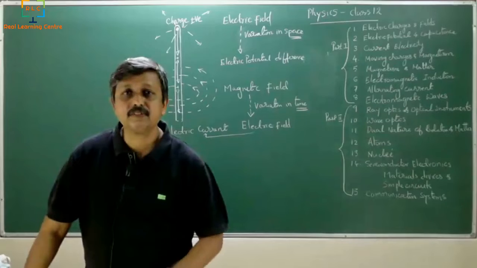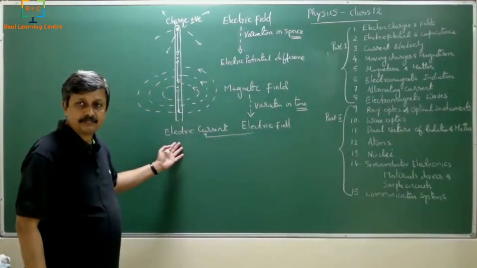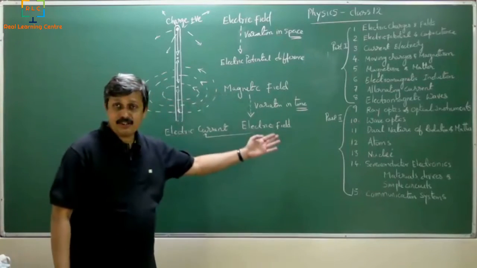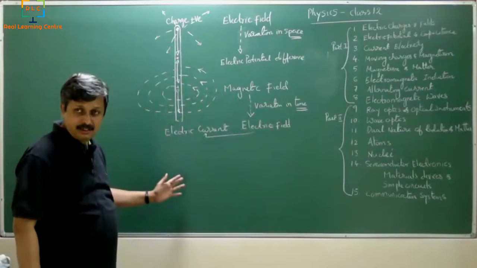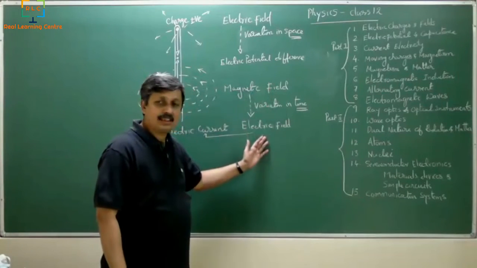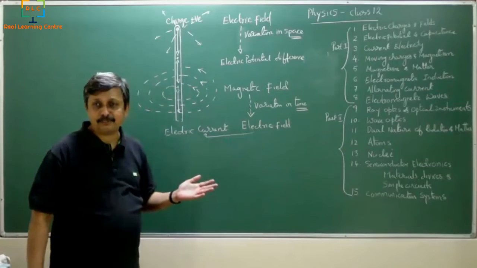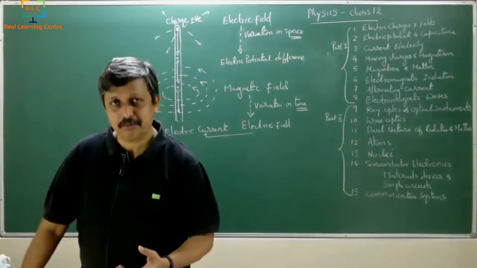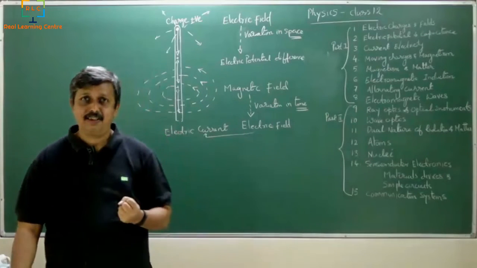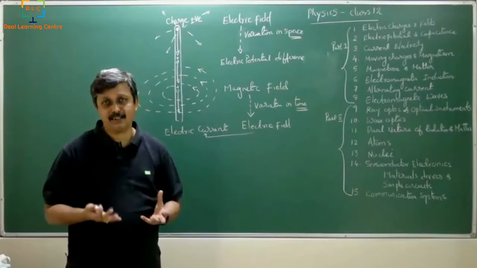If you keep a conductor, it will pass electric current. So there is a whole circle here. You can see the electric current has produced a magnetic field, and a change in magnetic field has produced an electric field, which in turn produces electric current. This kind of loop is very interesting. Now, this is what makes electricity and magnetism work together.